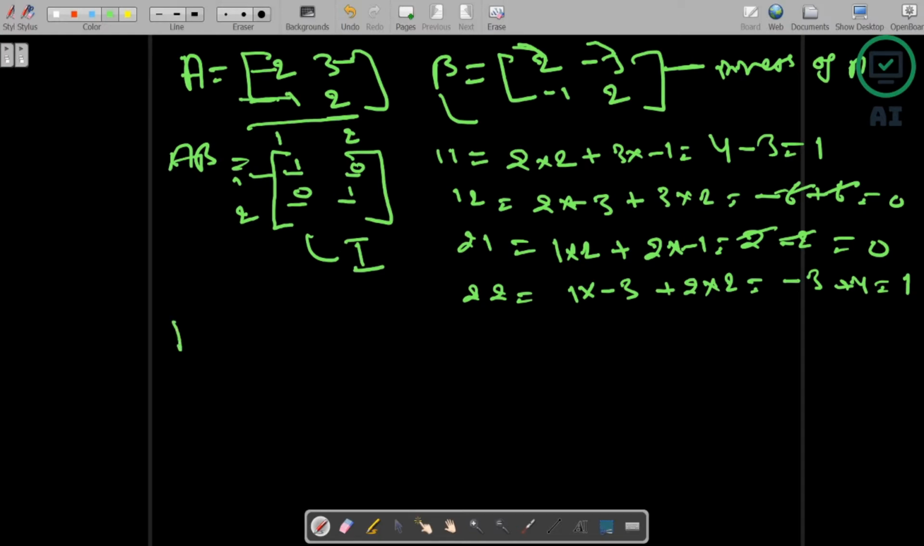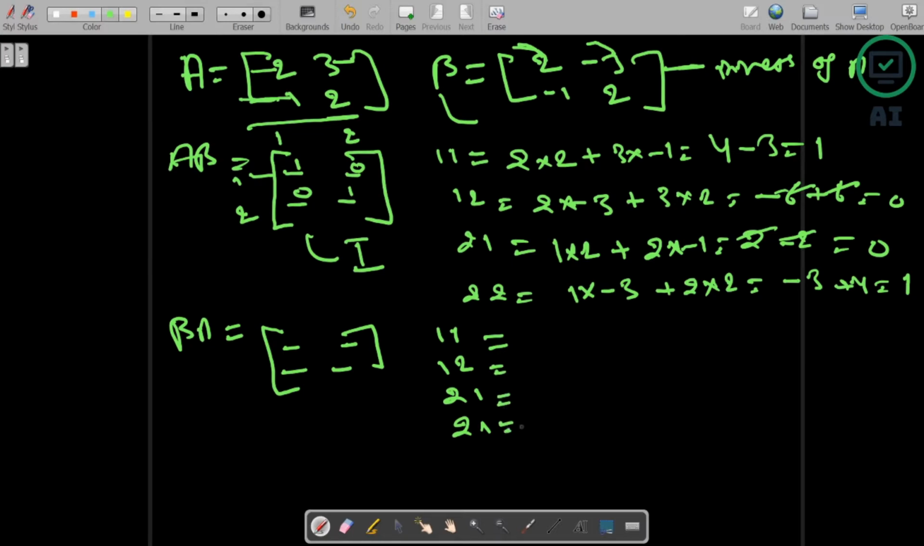Now let's prove that BA is also the identity matrix. So what would be the value of this one? Similarly you do this one, 1 1, 1 2, 2 1 and calculate this value. So you can calculate this particular value. So it will come 1, this will come 0, this will come again 0 and this will come 1. So it will be here 1 0 0 1.